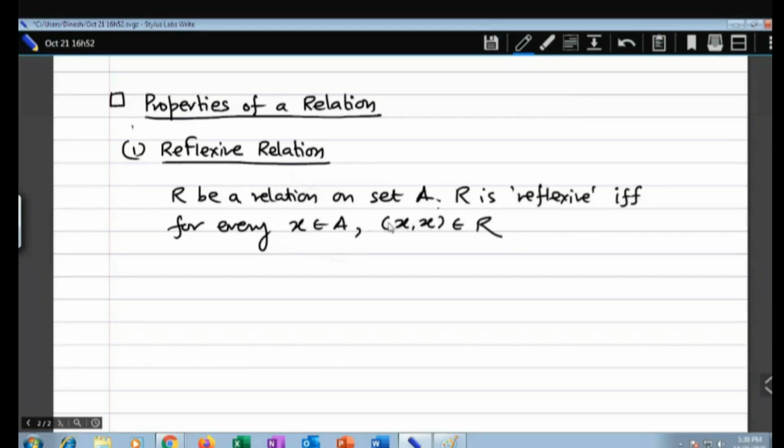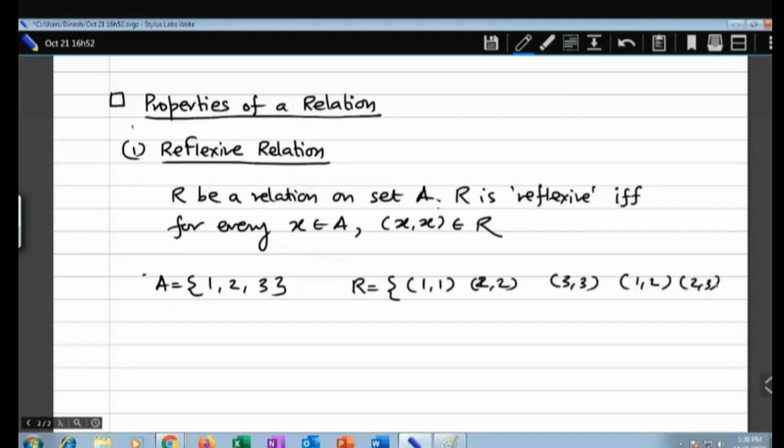For example, let's say A is equal to {1, 2, 3}. Then R is said to be reflexive only if it has (1,1), (2,2) and (3,3). It can have others as well, like (1,2) and (2,3), but it must have (a,a), (b,b), (c,c). Then and only then is this particular R said to be reflexive.